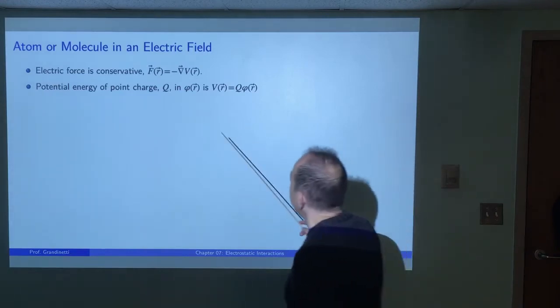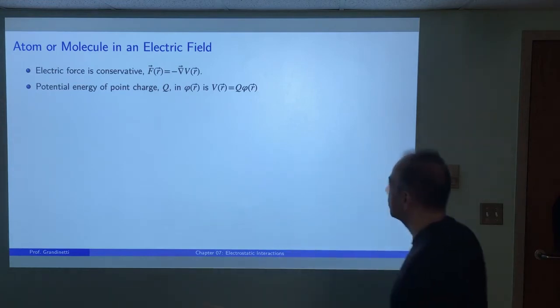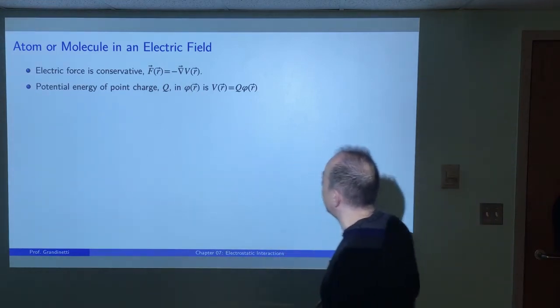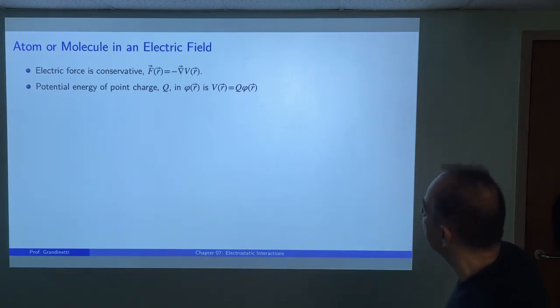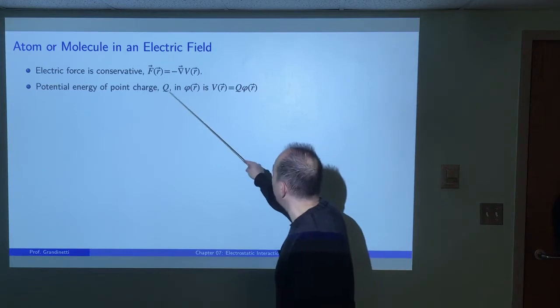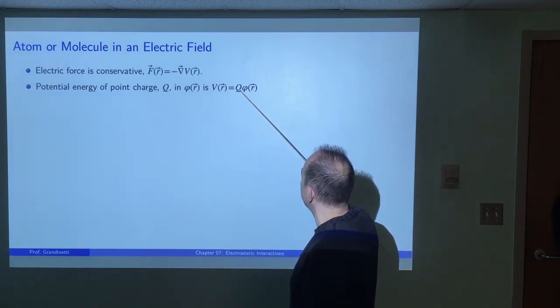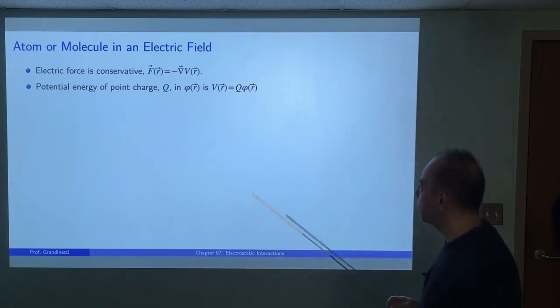So we've learned then, in chapter 1, that the electric field is a conservative force. Because it's a conservative force, it can be written as the negative gradient of the potential energy function. And we know that for some point charge in a scalar potential, the potential energy is just the point charge times this electrostatic scalar potential.